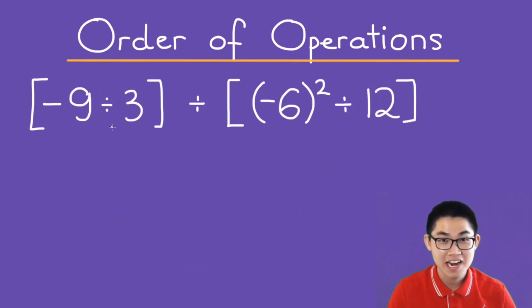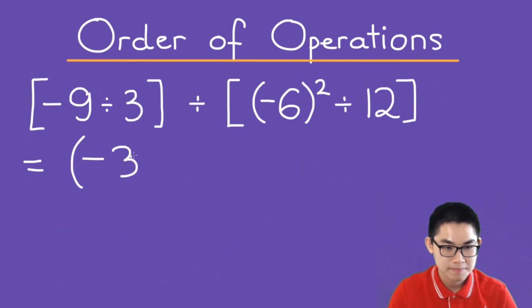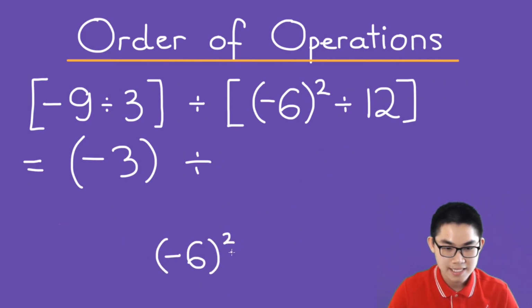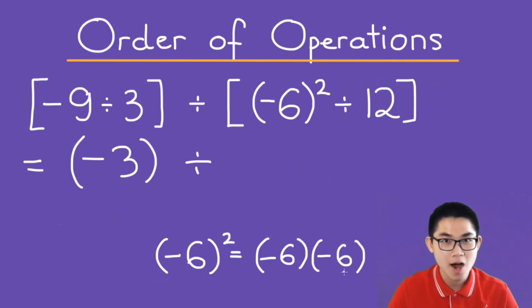Negative 9 divided by 3 in brackets, divided by negative 6 to the power of 2 divided by 12. So this is just also another way of writing the bracket. Now in this bracket we have negative 3 divided by all of this. And let's go ahead and do negative 6 to the power of 2 first. So negative 6 to the power of 2, like this, is the same as negative 6 times negative 6. And that's going to be positive 36.